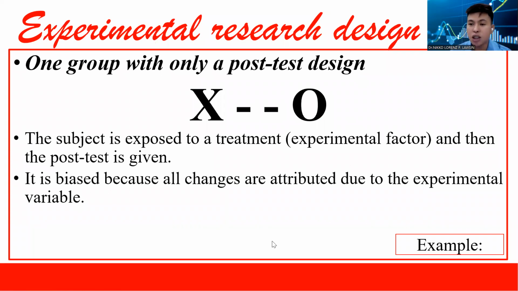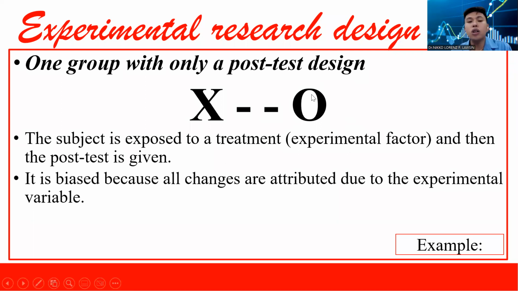The X stands for treatment, while O stands for the outcome or the result. So in this example, the subject is exposed to a treatment, which is an experimental factor, and then a post-test is given. That means there is no administration of a pre-test. So in one group with only a post-test design, there is no pre-test. You just immediately introduce the treatment and then identify the effect using the post-test.